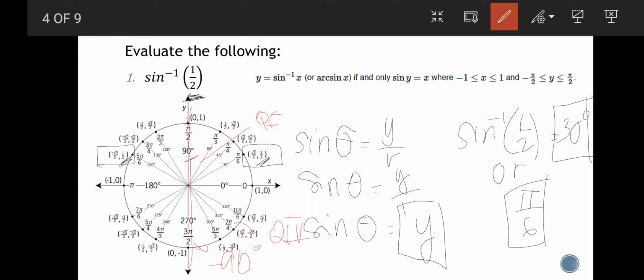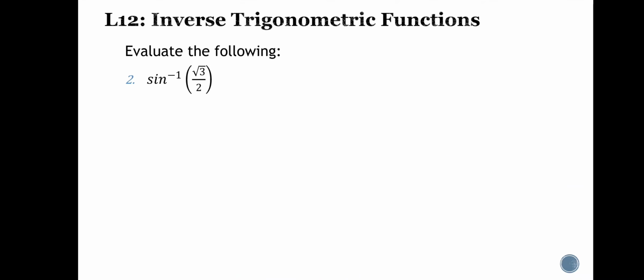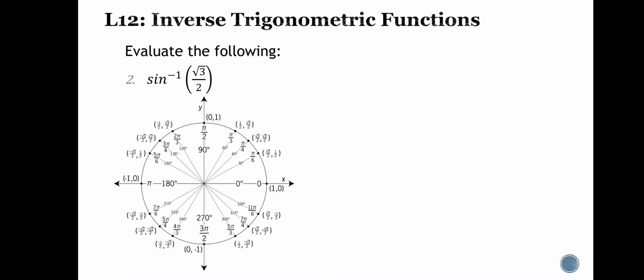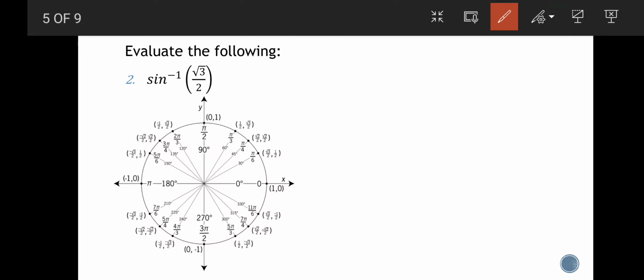So you could answer either in radians or in degrees, because since we're given the value, you could give either the radian or the degree form of your angle. Okay, next example, we have arcsine square root of 3 over 2. Again, we take a look at our unit circle. Again, for arcsine, we're looking for a value of y, which is square root of 3 over 2. So we have 60 degrees, which has the y coordinate square root of 3 over 2.